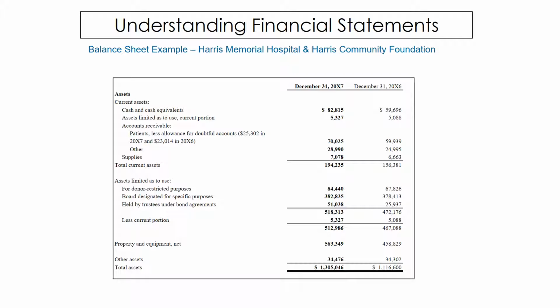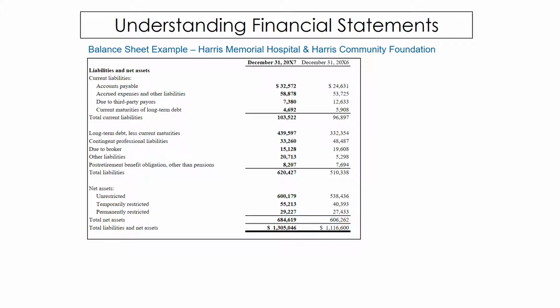And then lastly, they have this other assets account. And it totals about $1.3 million, $1.3 million in their total assets on this side of the balance sheet.